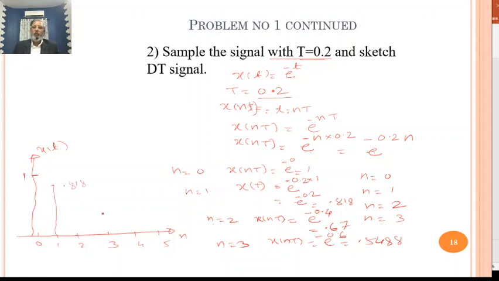For n equal to 2, this is 0.67. And for n equal to 3, this is 0.5488. Now the signal is discrete in time and continuous in amplitude: 0.818, 0.67, 0.5488.